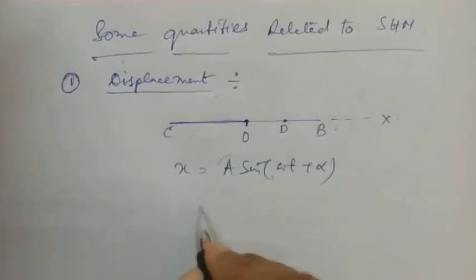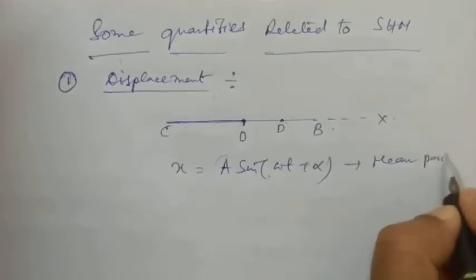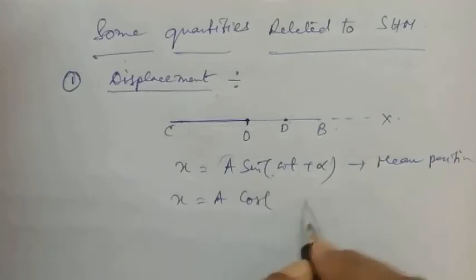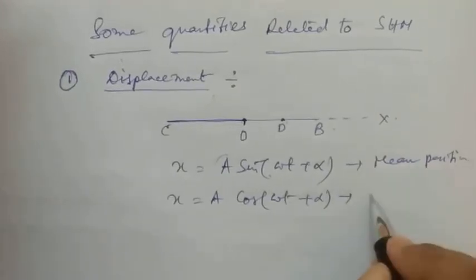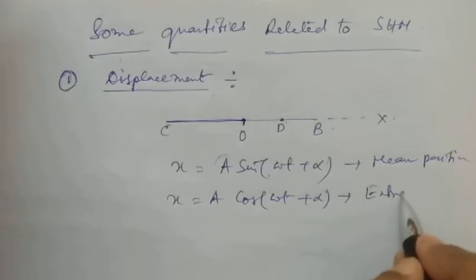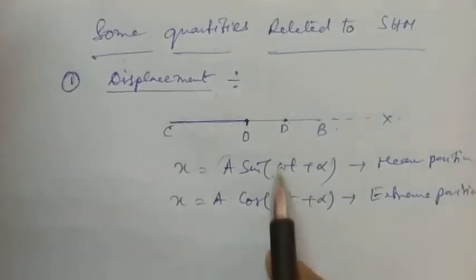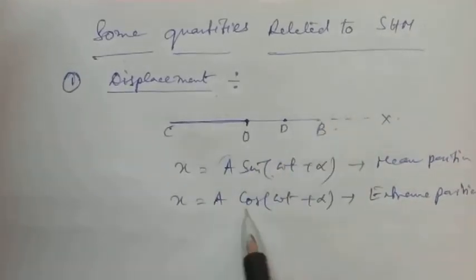Now this is from the mean position. If we write the equation from the extreme position, x is equal to a cos of omega t plus alpha. That means if we write the equation with respect to the mean position, it will be sine. With respect to the extremity, it will be cos.